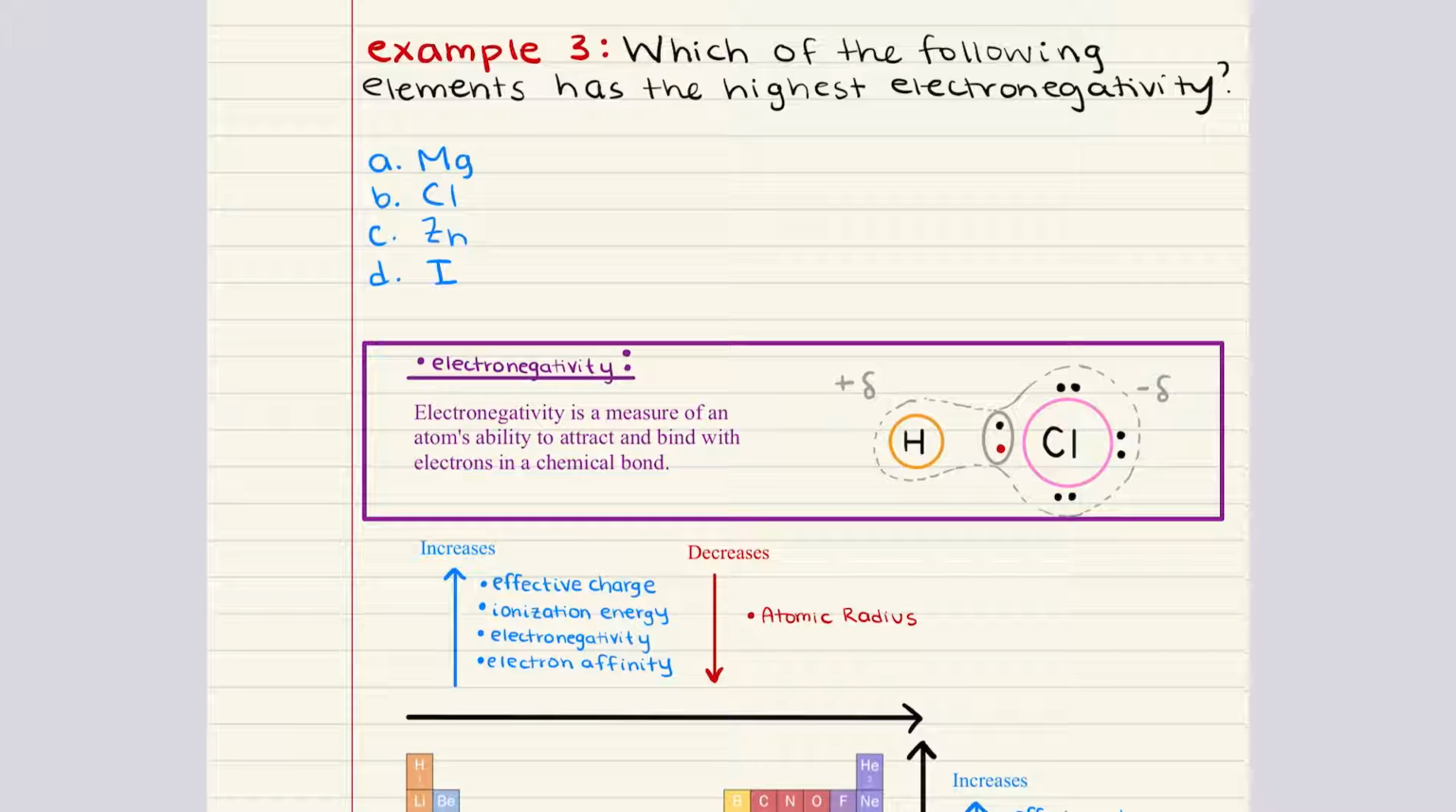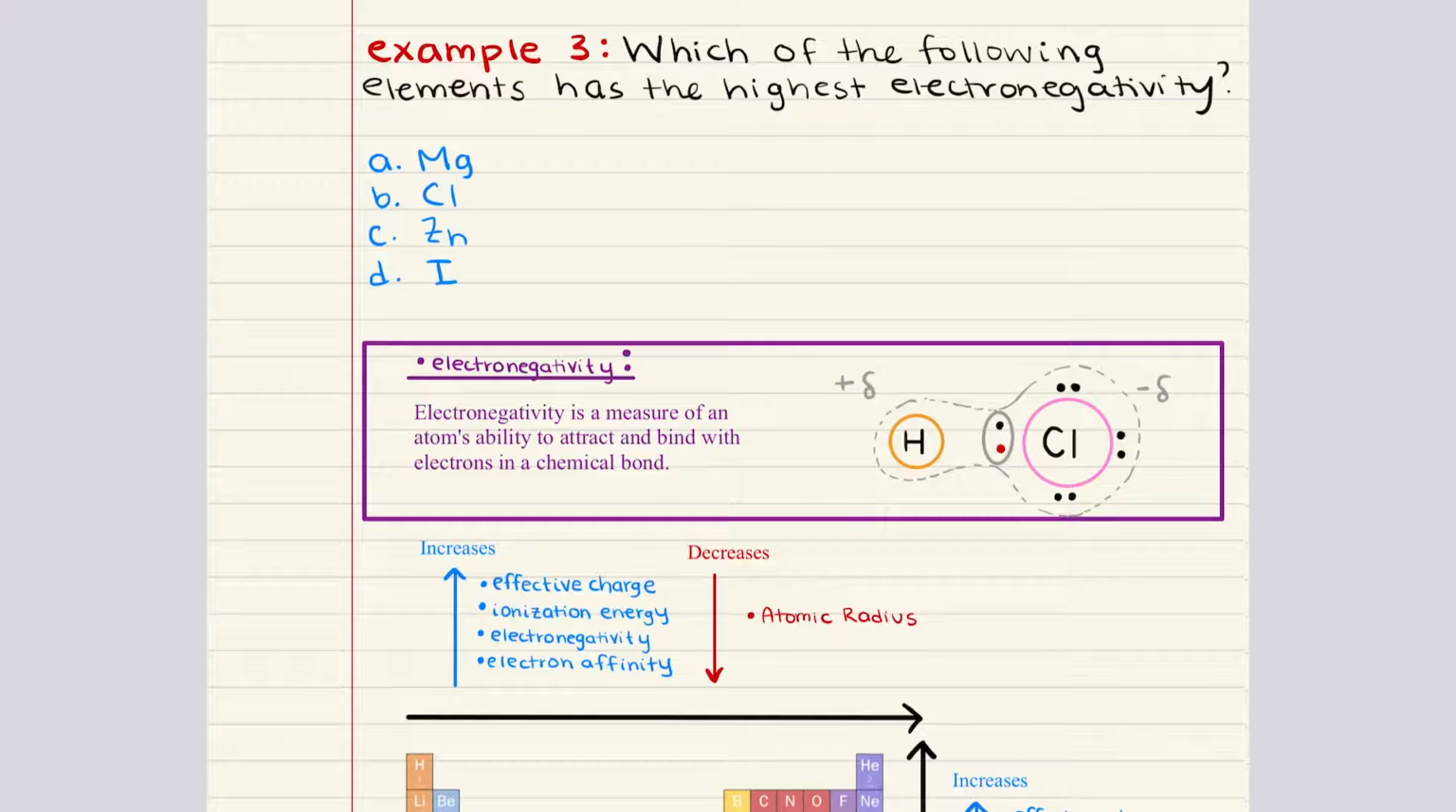Problem 3 says, which of the following elements has the highest electronegativity? Is it magnesium, chlorine, zinc, or iodine? Let's review what electronegativity means. Electronegativity is a measure of an atom's ability to attract and retain shared electrons in a chemical bond. Electronegativity is influenced by an element's atomic number and the distance that its valence electrons reside from the nucleus. Higher atomic numbers and shorter distances between the nucleus and valence electrons result in higher electronegativity.